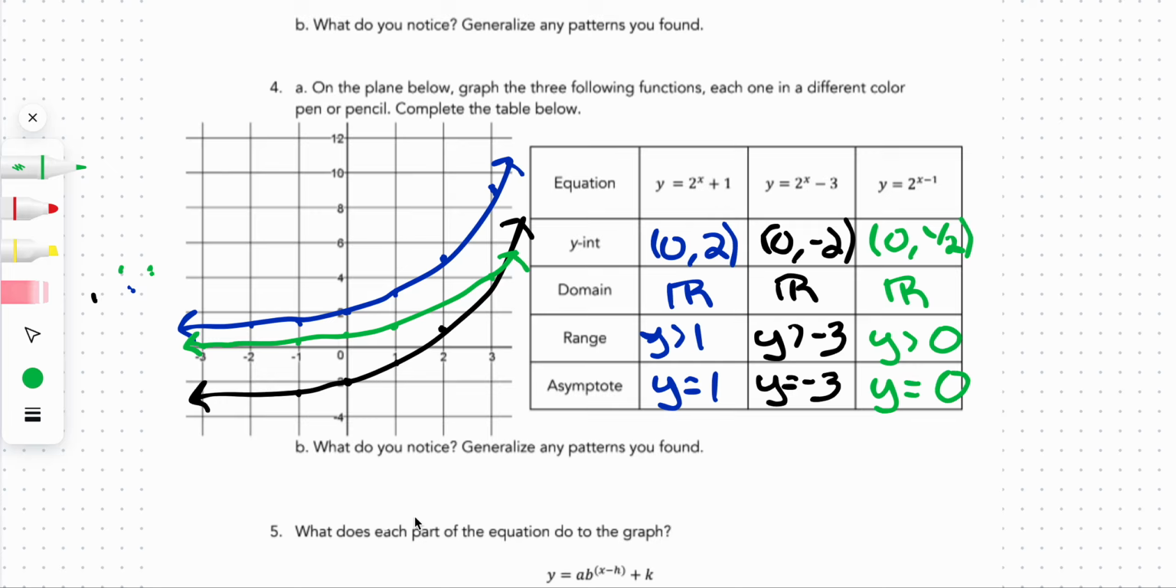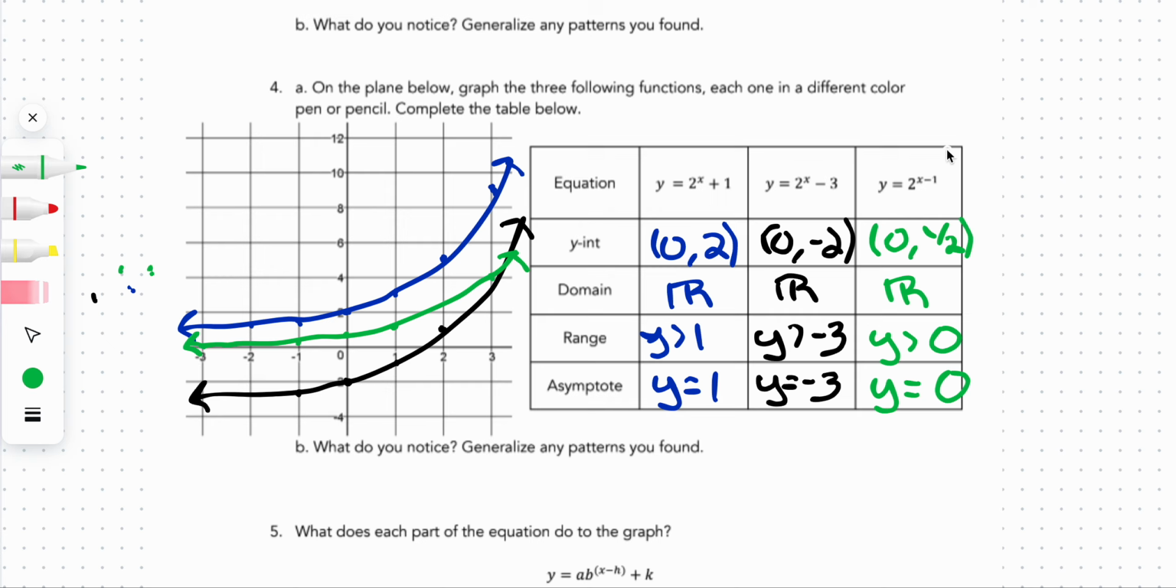Okay, so what are some patterns we notice? Let's compare this first equation to this second equation. The only thing we're changing here is what we're adding on at the very end. If we look, this is pretty much the same graph. This blue and black graph is the same graph, except we're vertically shifting it. This is vertically shifted up 1, and this is vertically shifted down 3. So that's the effect this constant added on the end has on our exponential function.